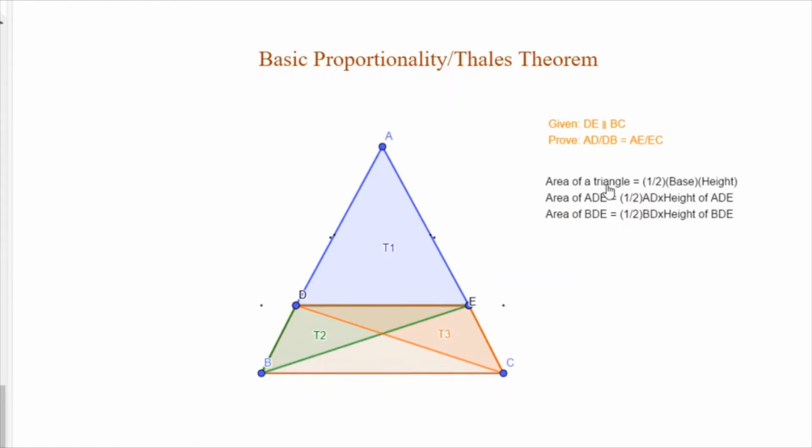Since the area of a triangle is given by 1/2 multiplied by its base and height, by making AD and DB the bases of these two triangles, and calculating the areas, we can establish a relationship between AD and DB.